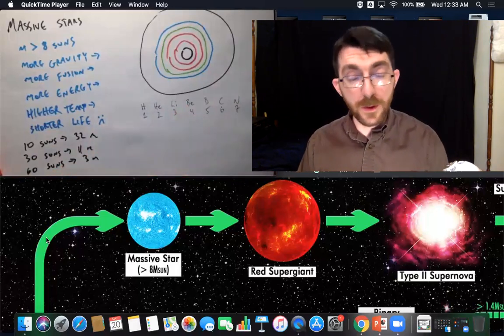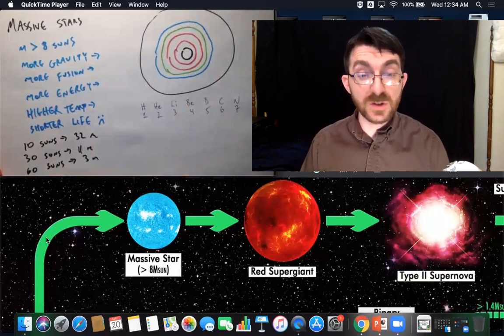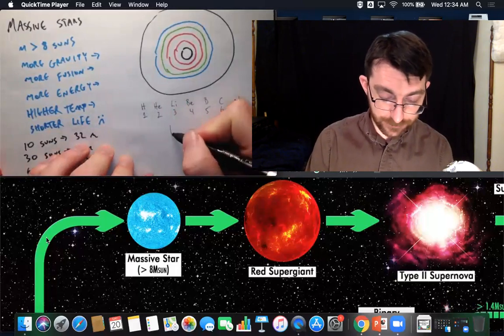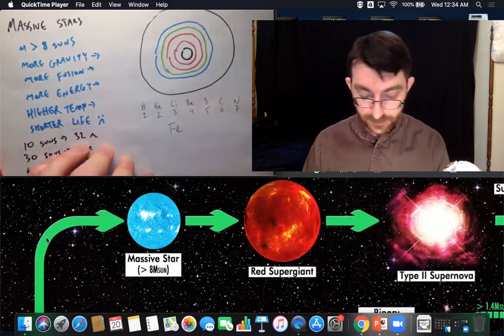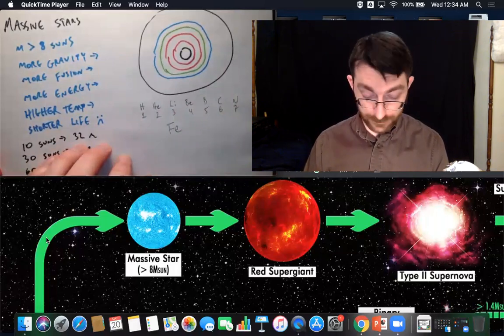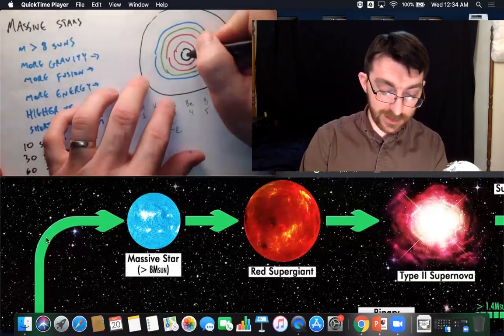You get to a point though where the temperature and pressure of a star, even a massive one, is not sufficient to add past a certain number, and that number belongs to iron. Turns out that iron is the element past which a star cannot fuse. So what's going to happen is iron is going to start to collect in this core.